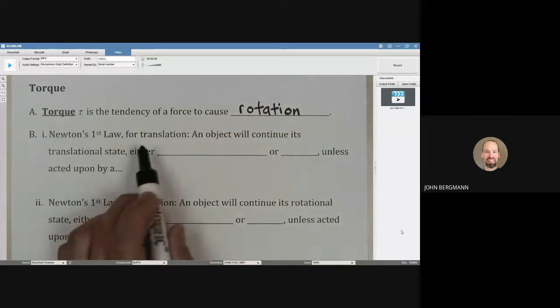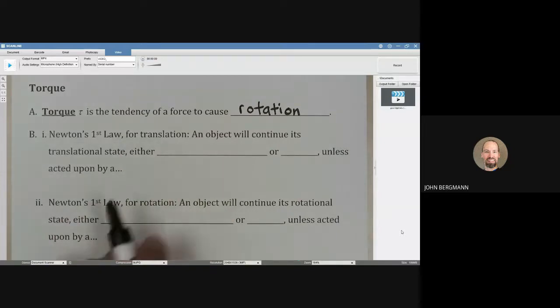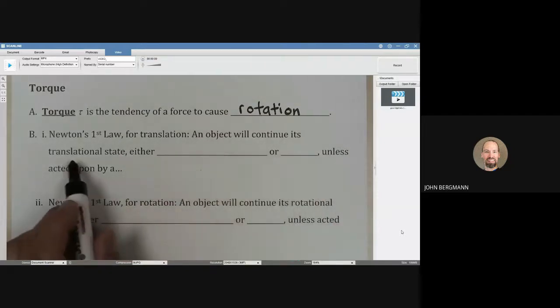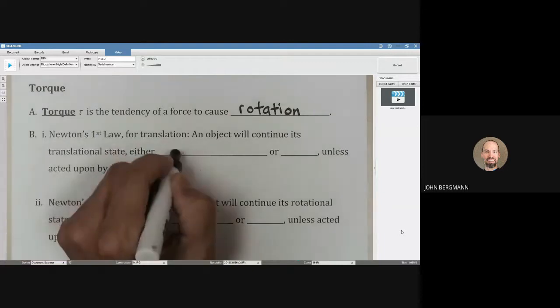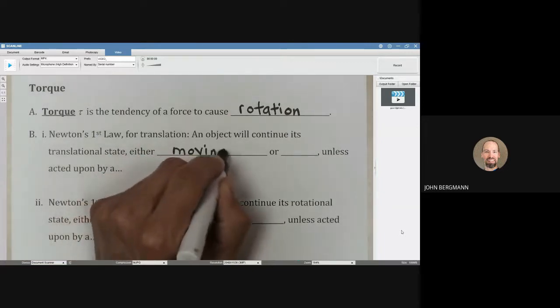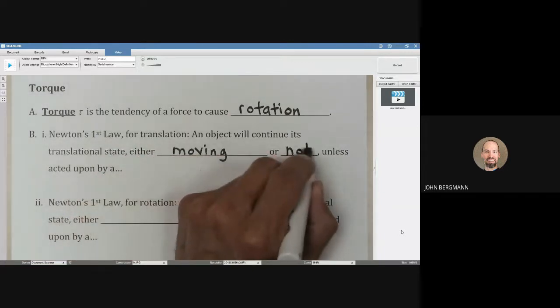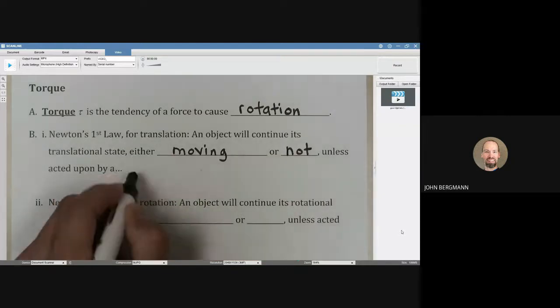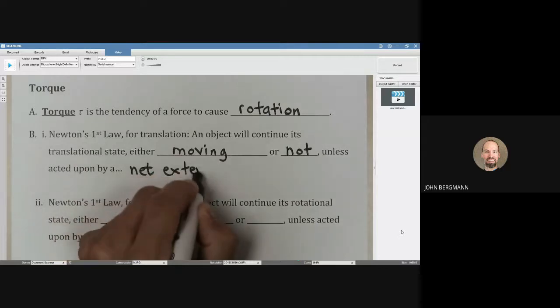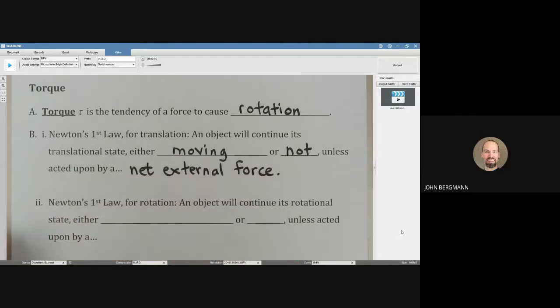Newton's first law for translation. So this is review. An object will continue its translational state, either moving or not, unless acted upon by a net external force. Hopefully that doesn't come as a surprise.